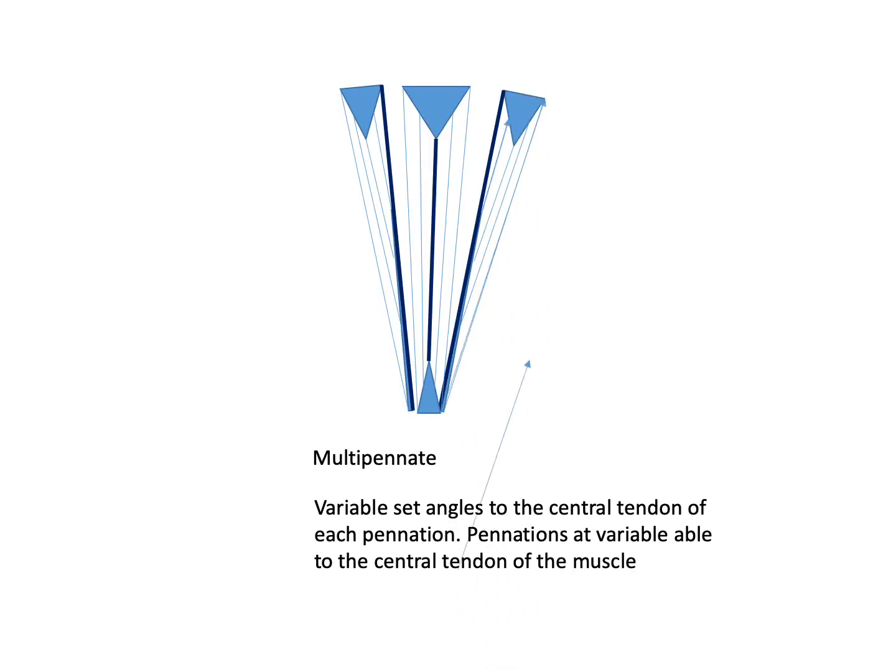We now get to the multipennate. In the multipennate, we have varying styles of pronation within the muscle, leading to varying angles within each type of pronation pattern that we have. So what we're doing is we're combining the advantages we get from each of the unipennate and the bipennate in the formation of the multipennate.